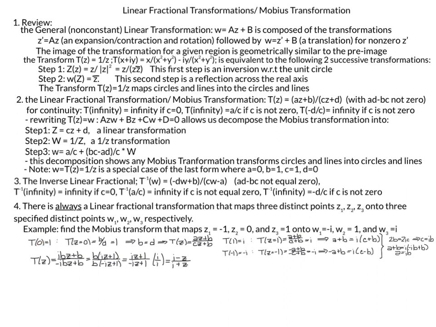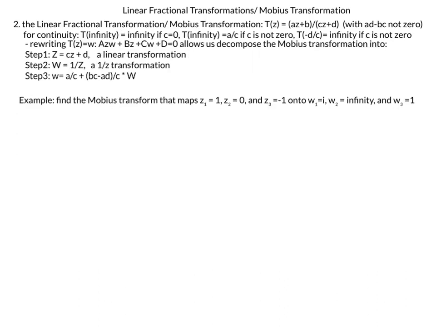And so I rewrote this here. I started with T of 0, which is z2, maps to 1, and that gave us b equals d. And then we have T of 1 maps to i, that was z3 maps to w3, and we got this equation. And then T of negative 1, that z1 maps to negative i. And then we solved for a, b, c, and d, and found that T(z) must equal (i minus z) over (i plus z). We are going to do one more example with the special case where we have infinity here.